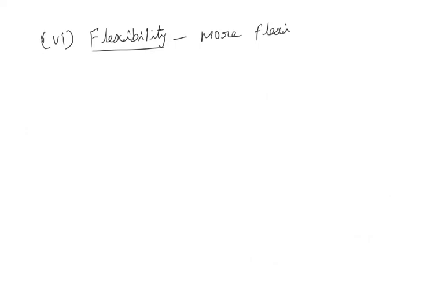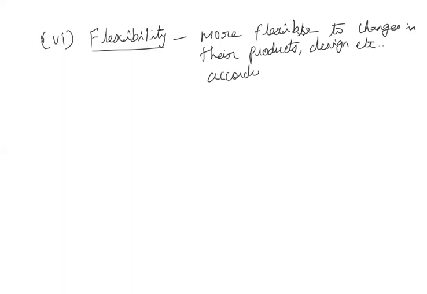And the next characteristic of small scale industry is their flexibility. Since they are using simple technology, they are more flexible. They can easily adapt to the changing tastes, fashions and demand of the local customers. Because they are not establishing huge plant and machinery or a huge factory, and they are using simple technology, they are more flexible to changes in their products, design, etc., according to the changing demand patterns.